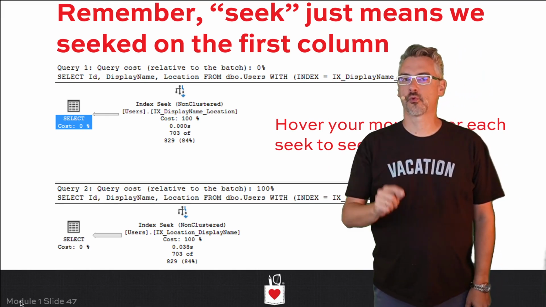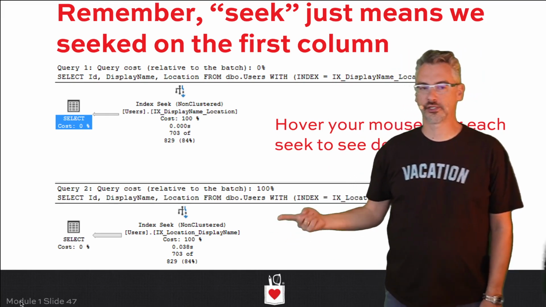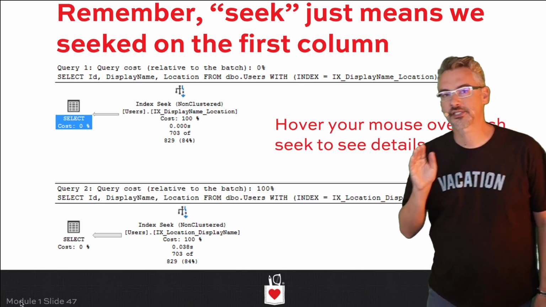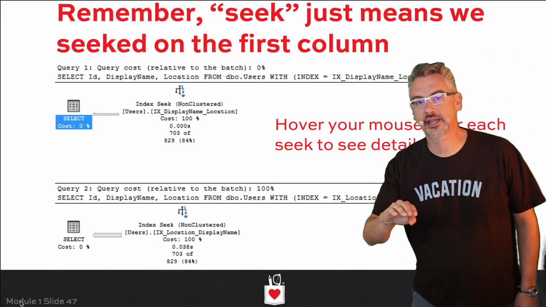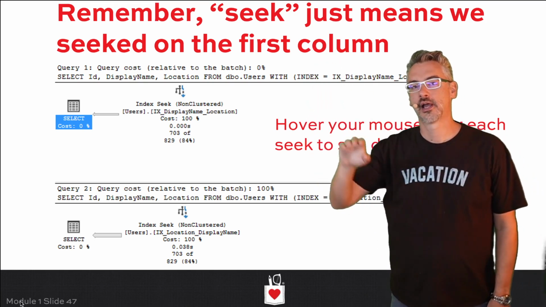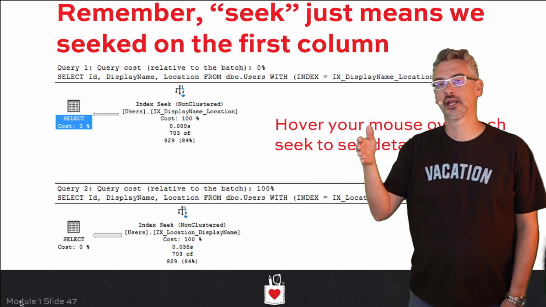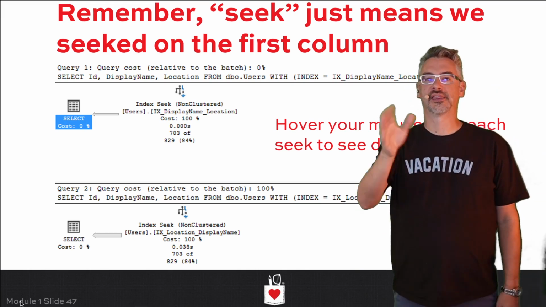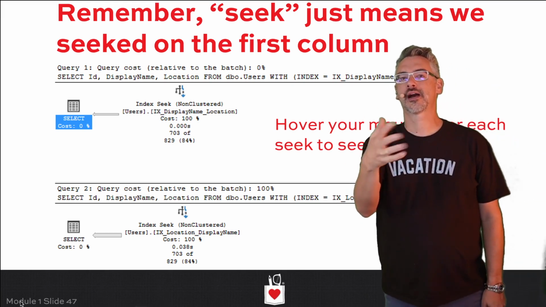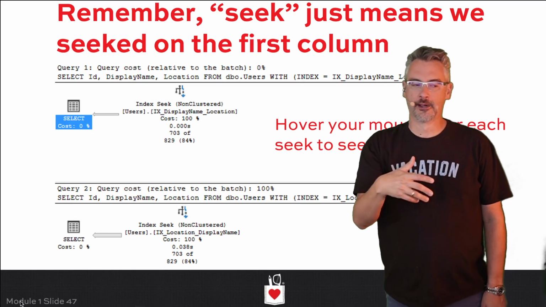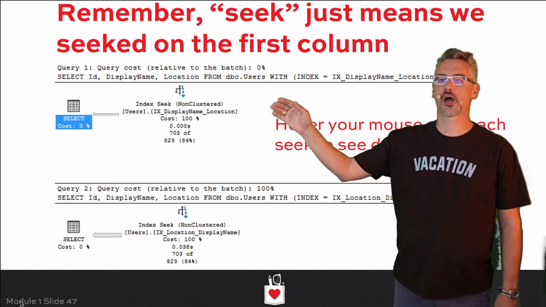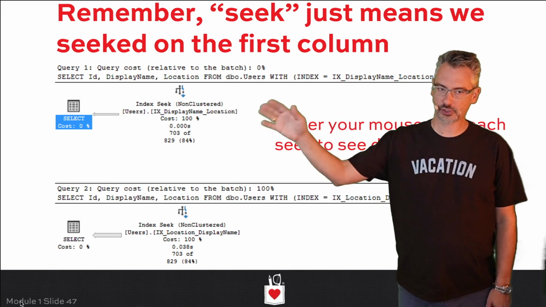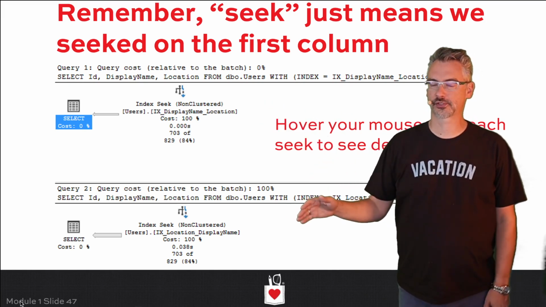SQL Server says, what I'm going to do down here when your data is sorted by location is I'm going to seek to Seattle and then read everybody higher. And I'm going to seek to Seattle and I'm going to read everybody lower. That is not what you and I would consider seeking. Another proof of that is if you hover your mouse over each of these index seeks. So I'm going to hover my mouse over this one, hover my mouse over this one.